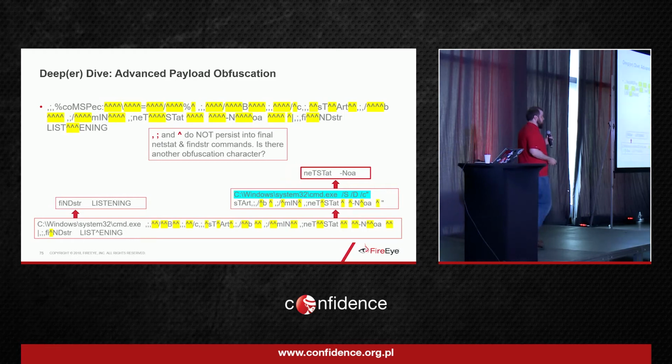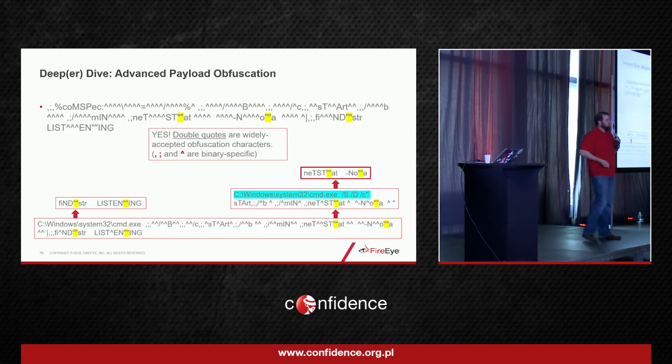So is there a character that, it doesn't matter what binary we're running, will still persist into its arguments? The answer is the double quote. And another reason why I love it so much is that it works in places that none of the other characters work. So we put our paired double quotes into the original command, and you'll see they follow all the way up into all the child processes.